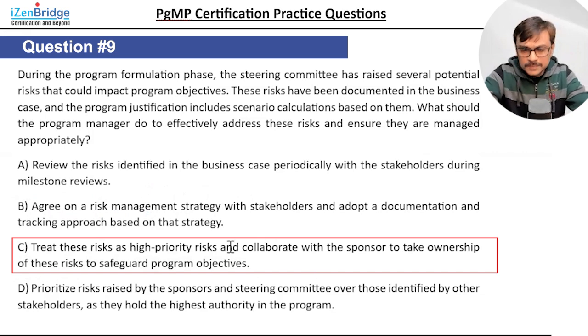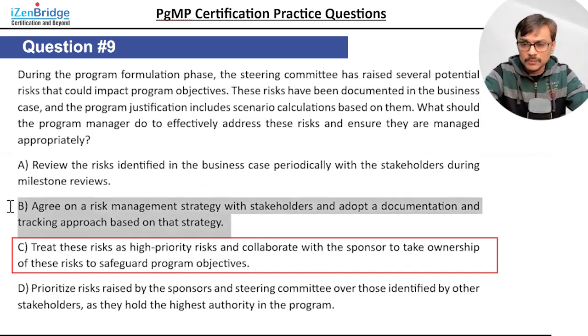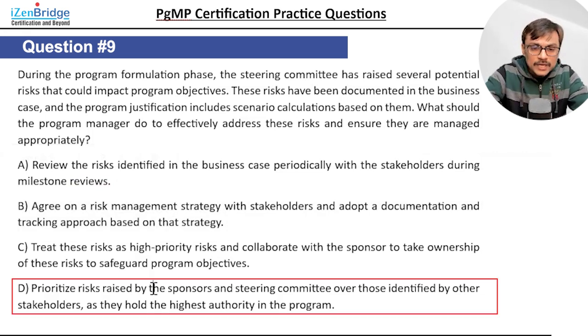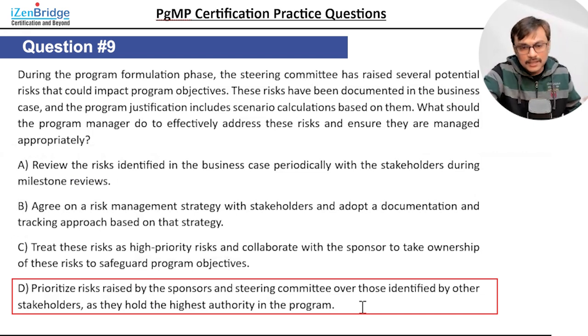But there is a possibility, but I would say the B is already giving me a more systematic approach, so I don't have to get confused and get into C. Prioritize risk raised by the sponsor and steering committee over those identified with others? Definitely not. Yeah, there is a possibility some technical guy or maybe not very powerful stakeholder may give me a big risk. Yeah, that's a possibility.